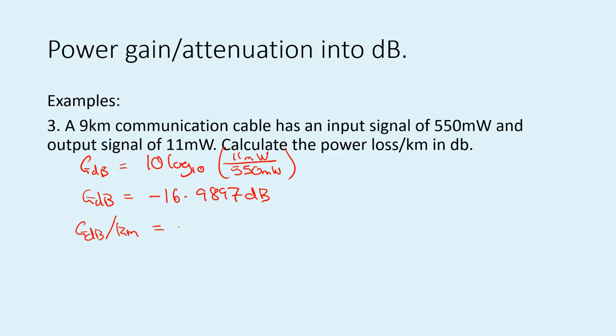So that's minus 1.89 decibels per kilometer. We're asked to write it as a power loss, so we get rid of the negative because that just tells us it's a loss. So the loss in decibels per kilometre, we just get rid of the negative sign, 1.89 decibels per kilometre.